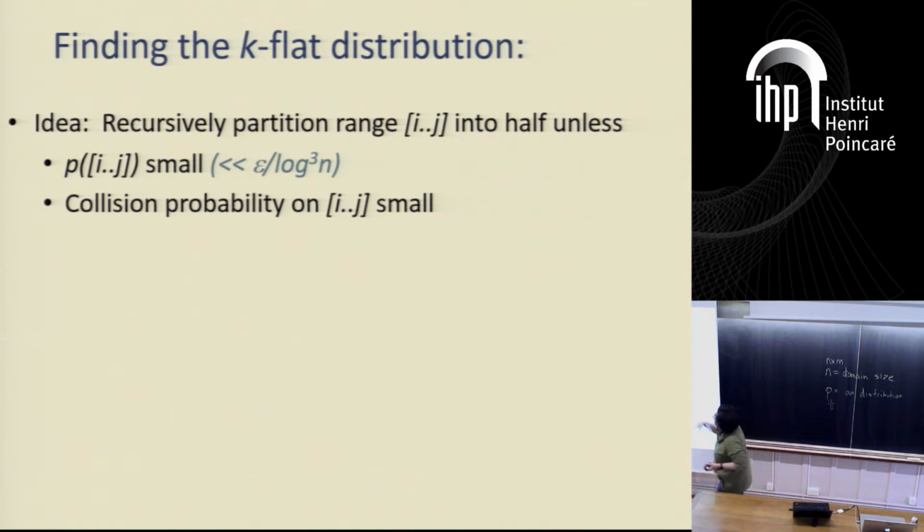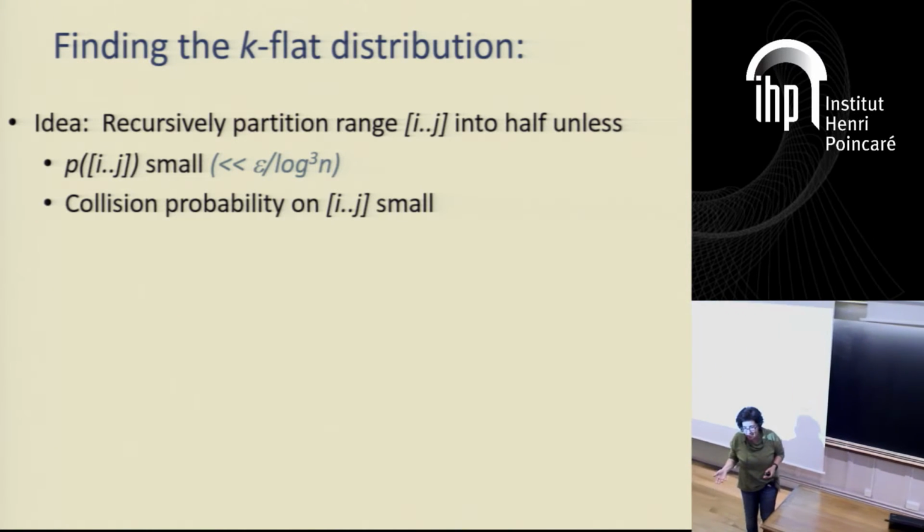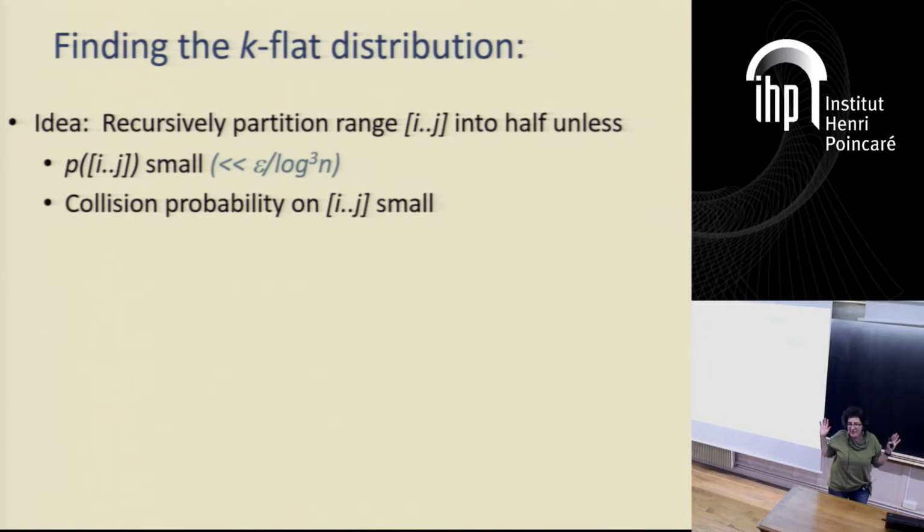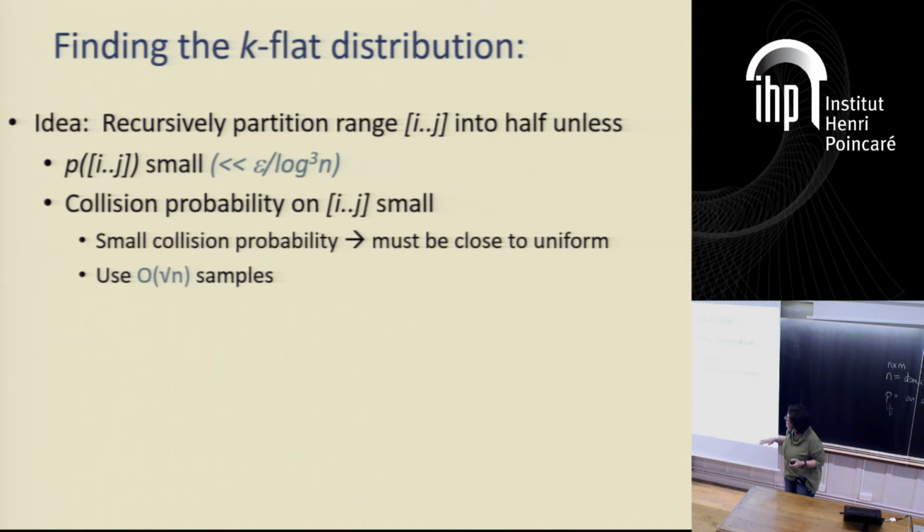Now, maybe the probability assigned to this range i through j was so small that I can't even do that test because I don't get samples. Then it's so small, I just say forget it. I'm just dropping that interval. Otherwise, I want to do a uniformity test and make sure it's looking uniform on that range. If the collision probability is small, I say, this looks uniform, I can stop. That takes me root n samples.